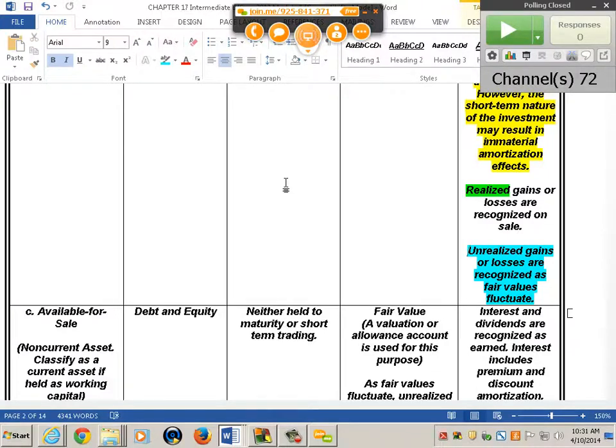Any questions on trading or any other questions on trading? So that's going to be a fair value into net income category.